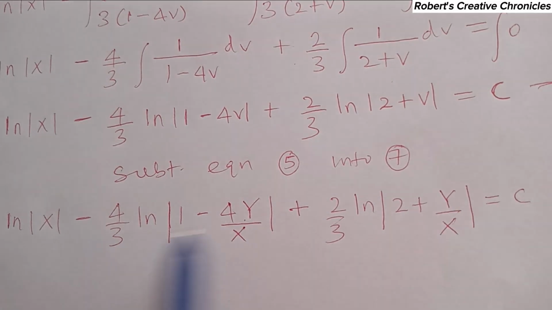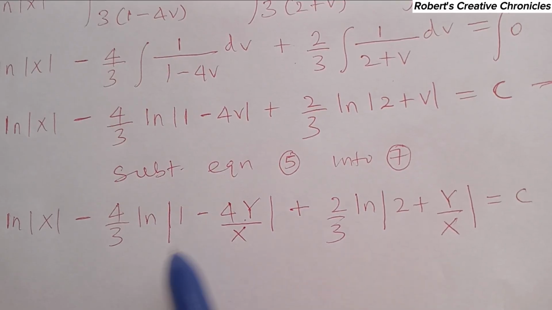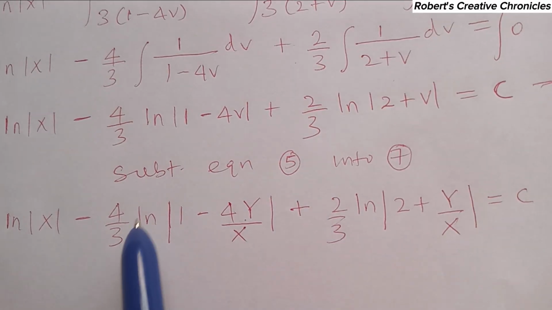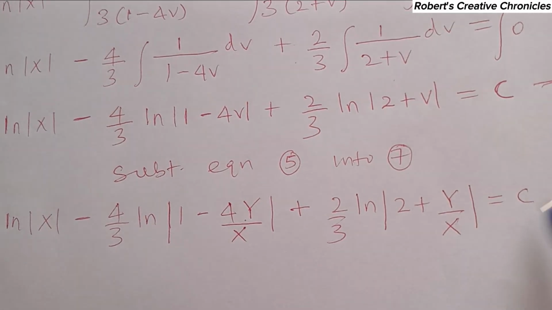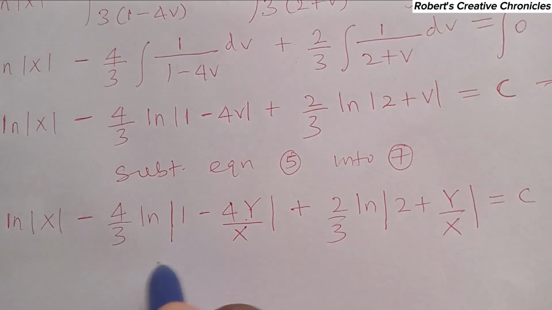So now this is our final answer. You can leave it like this, or if you want, you can go further and take the exponent of both sides, so that the ln will cancel. Then the exponent of c will be your a. Anyhow, this is also the final answer.